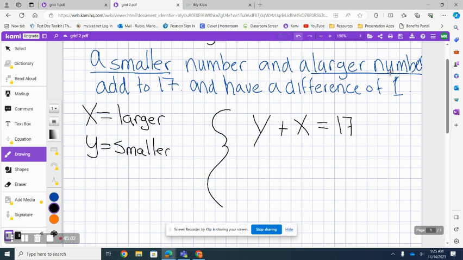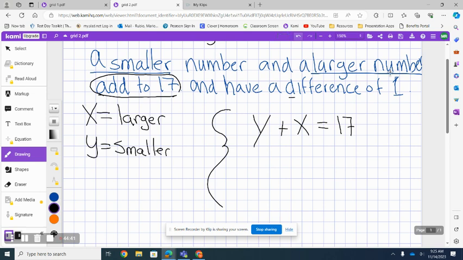So a lot of the times, it's not going to say this and this will equal 17, or this plus this will equal 17. It's going to use words like will add to 17, and you've got to figure out that that means equals. If two things add to 17, that means when you add them together, they're going to equal 17. But they have a difference of 1, okay?